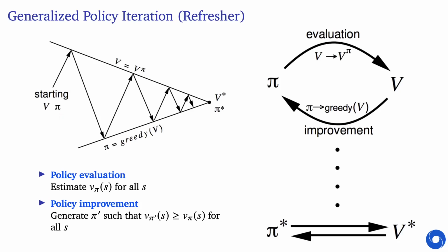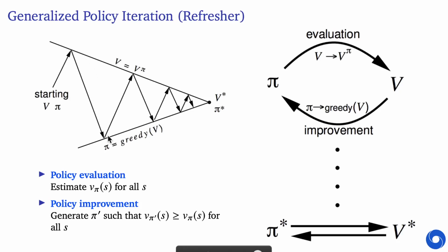Then the first step could be to evaluate this policy. We depict it here with this arrow going up, and when we reach this line, that means the value function is now fully accurate for that policy, the actual value of that policy. That is the policy evaluation phase. Then when we've reached this value function, we can do a policy improvement step. For instance, we can make the policy greedy.